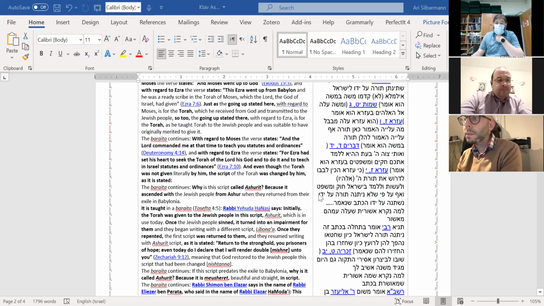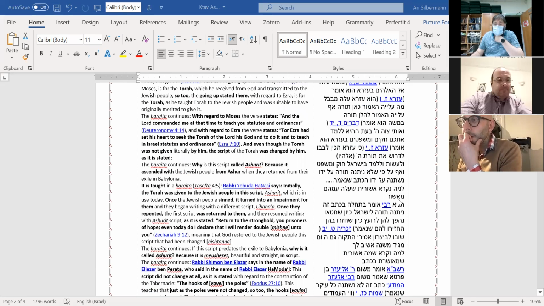Okay, so then it says, Lama nikra Ashurit, right? Why is this script called Ashurit? She'ala imahem Ashur. It came with them from Ashur when they came back from exile. Now that's fascinating. So what does that mean? It means that the text that we have, that our Torah is written in, that you'll see on the screen here, came with them from Ashur. According to the Pshat Gemara here, at least, we'll see what the Mefarshim say, some of them, right? That it came with them from Ashur.